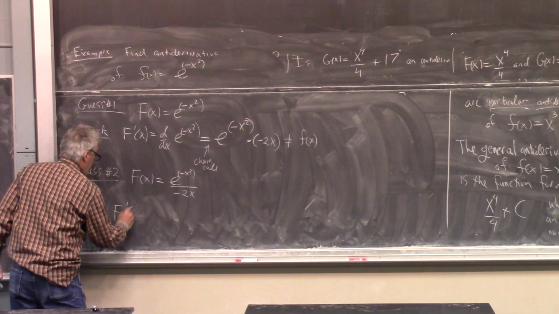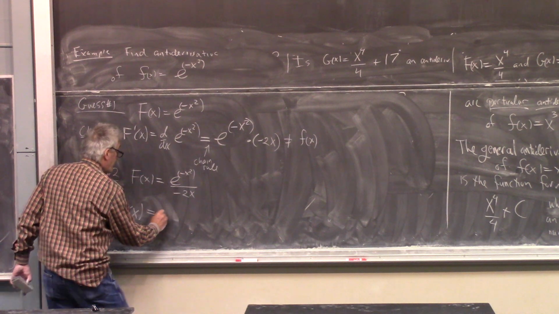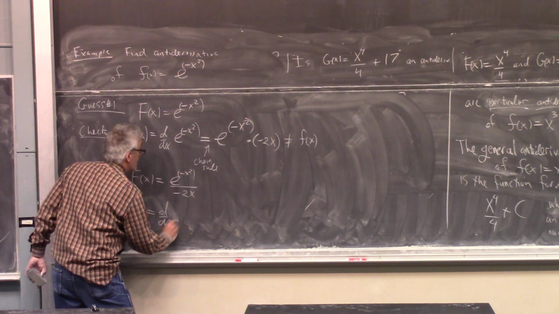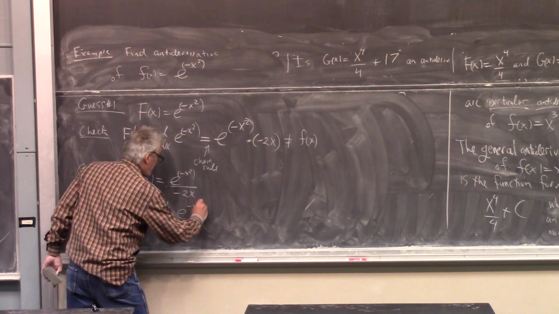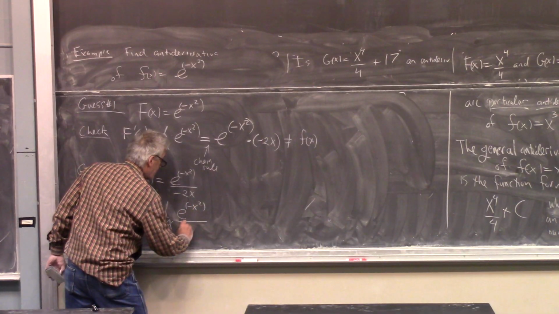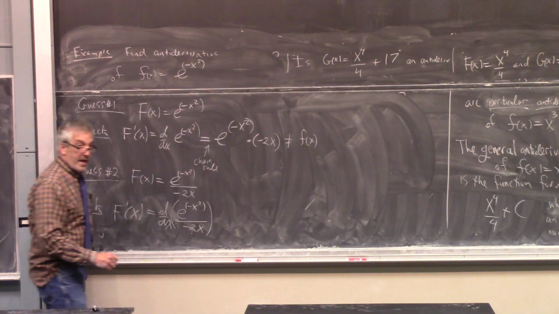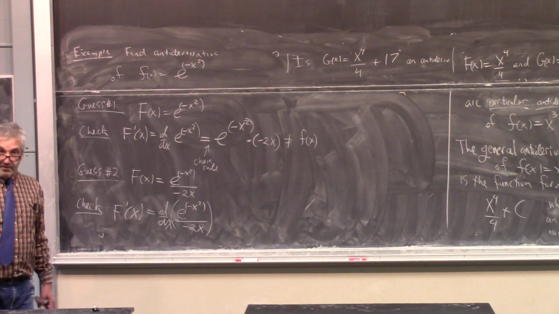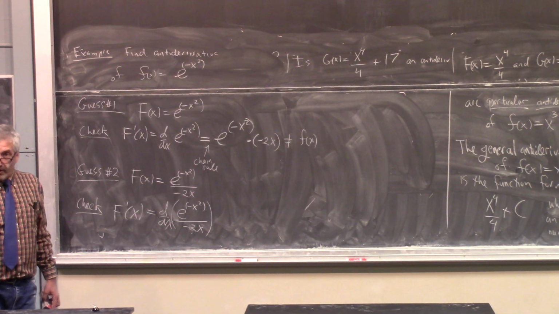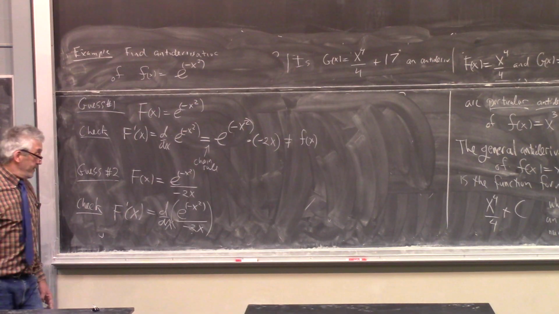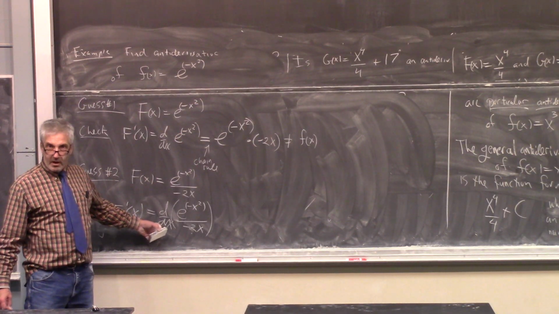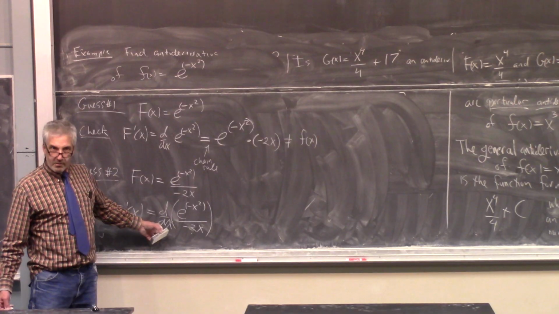Capital F prime is going to be the derivative of e to the minus x squared over minus 2x. Now, I've been ranting all day about how when you get stuff that's presented as a quotient, you usually don't have to use the quotient rule. But actually, this is an honest-to-God quotient rule problem. You got to use the quotient rule.